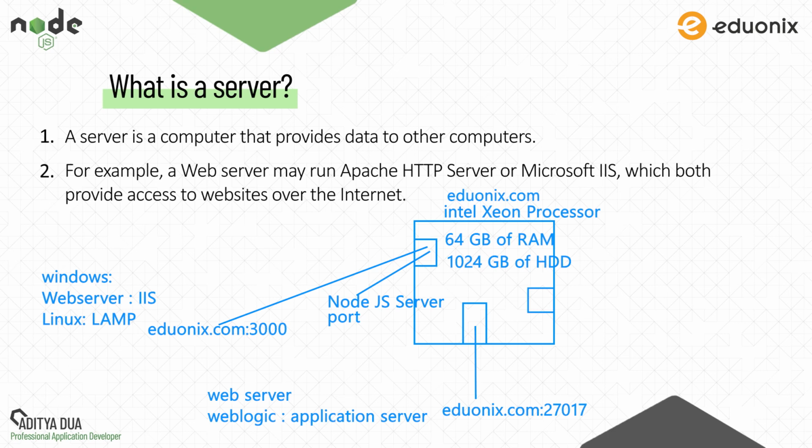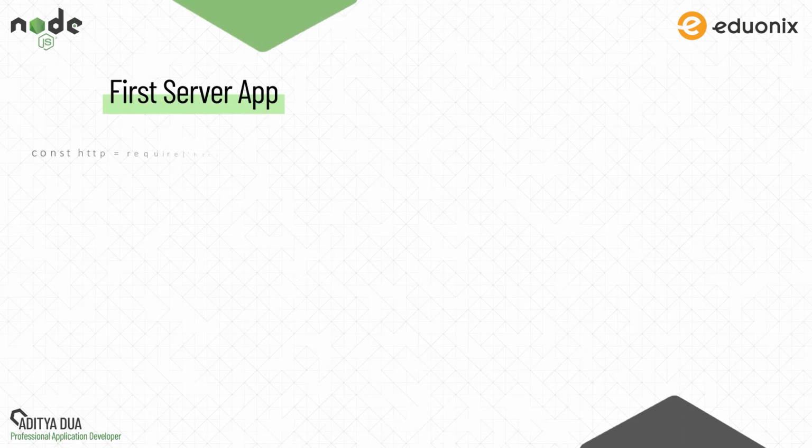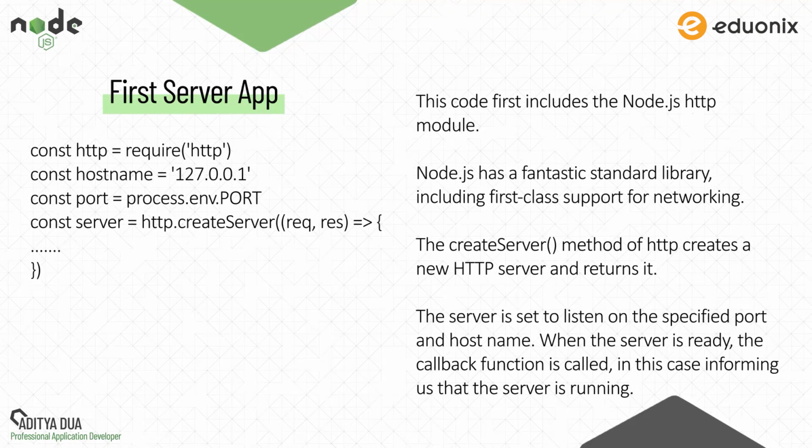Now, let me read out loud. A server is a computer which provides data. A web server can be something like Apache HTTP or Microsoft IIS, which provides access to the website over the internet. So we have understood what is a hardware server. So now let's say that we are developers. We will not call our node a server, we will call it the server app.